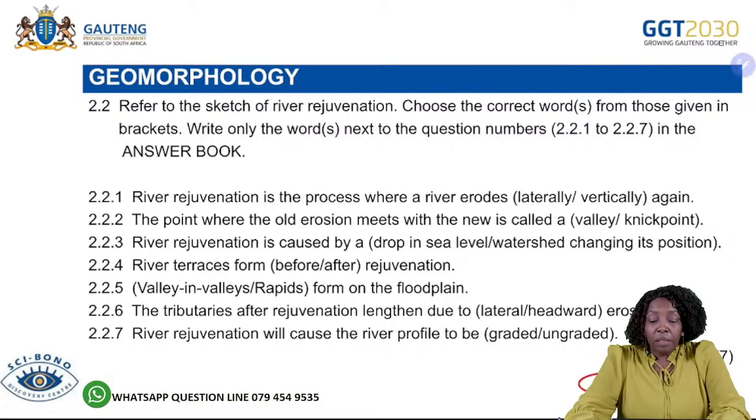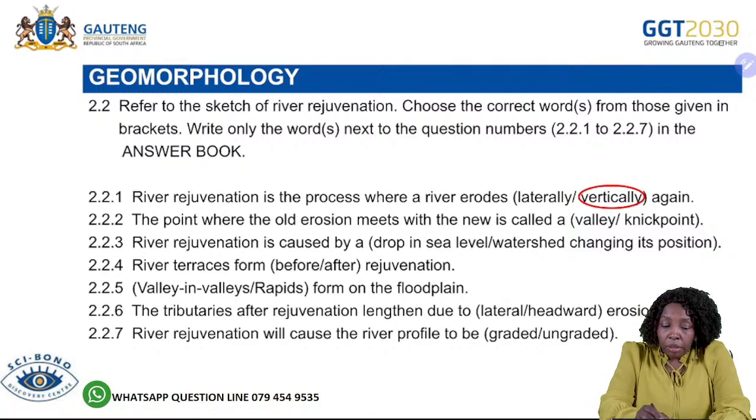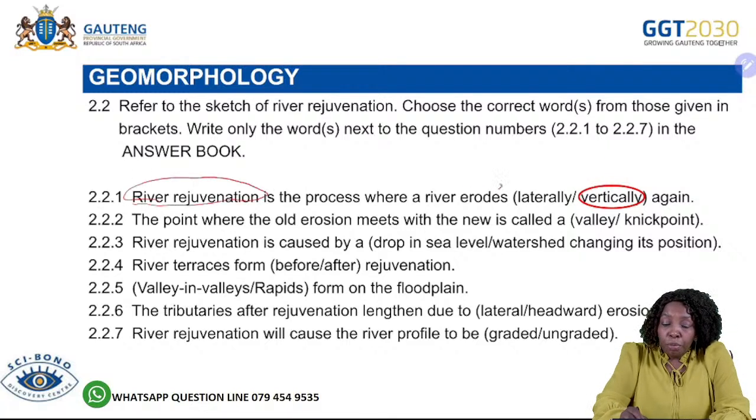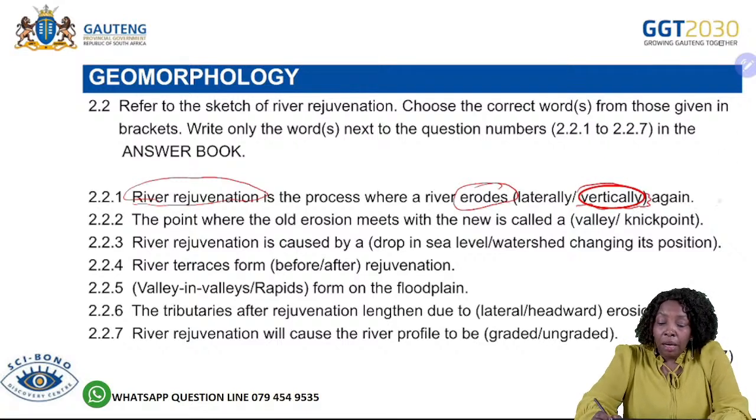Let's look at how you would be able to score marks in this type of question. River rejuvenation is the process where a river erodes laterally or vertically. I have taken time to explain how the erosion process takes place. For a river to be rejuvenated, the erosion process has to be vertical. So the river cuts deep into the valley.